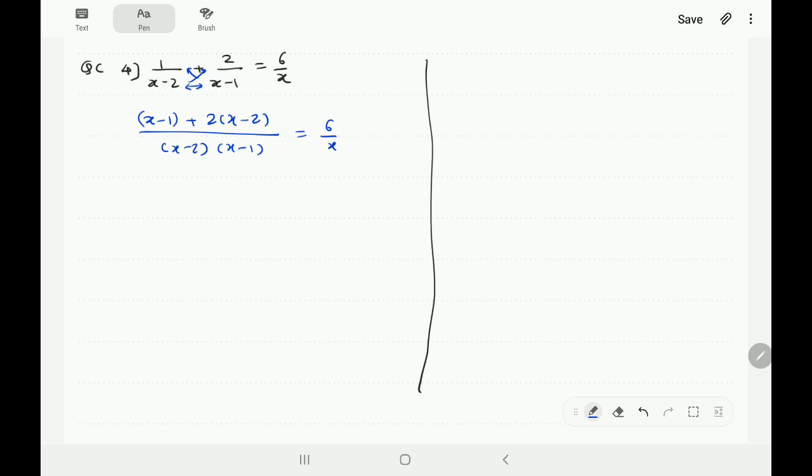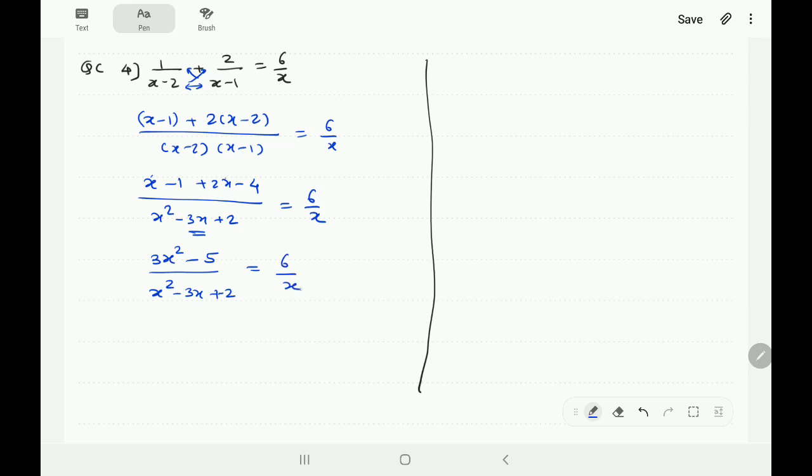Got it? Simplify the numerator. x minus 1 plus 2x minus 4, divided by the multiplication of all these things, is x square minus 3x plus 2, equals 6 upon x. Now you will say, how is this minus 3x and all? You multiply and check, you will get the same answer. Okay, x plus 2x is 3x minus 5, right, upon x square minus 3x plus 2 equals 6 upon x.